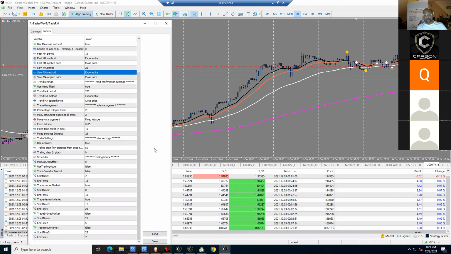I don't need a trailing stop because I'm only going 10 pips. But if you're trying to get 50, 60, 70 pips out of it, you've got a trailing stop. Use the trailer, trailing minimum, you put them in. But again, you can tell it when to trade. You only want to trade during London. It'll run all day, but only take trades during London, which we know is a volatile trading session.